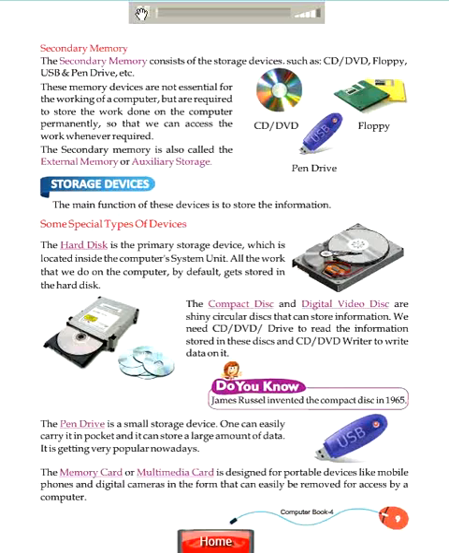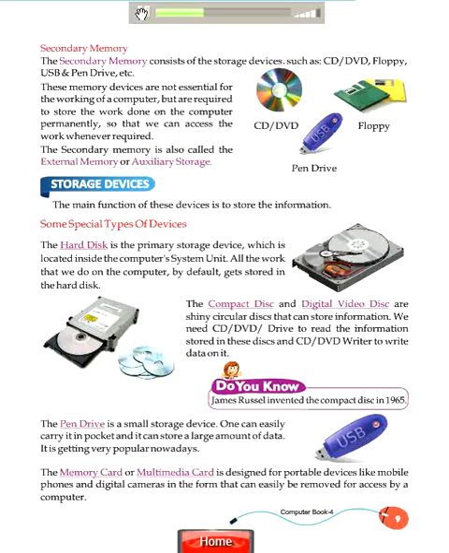Secondary memory. The secondary memory consists of storage devices such as CD or DVD, floppy, USB, and pen drive, etc. These memory devices are not essential for the working of a computer, but are required to store the work done on the computer permanently so that we can access the work whenever required. The secondary memory is also called external memory or auxiliary storage.